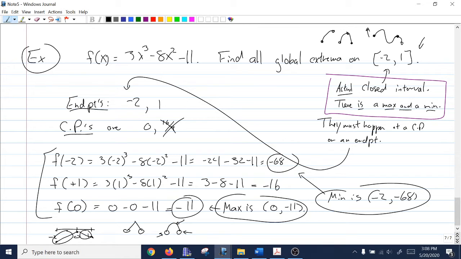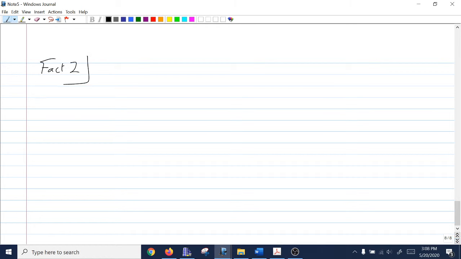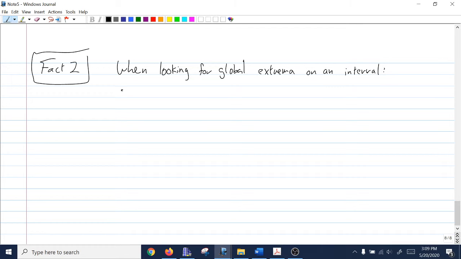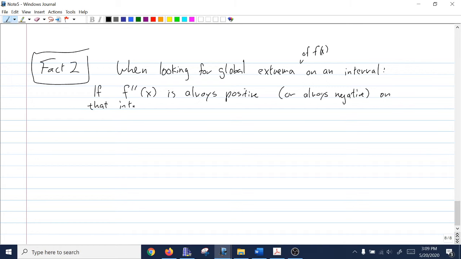Fact two is about concavity. When looking for global extrema on an interval, if the second derivative of your function, so of a function f of x, if the second derivative of that function is always positive, or if it's always negative on that interval, which is kind of a big ask.